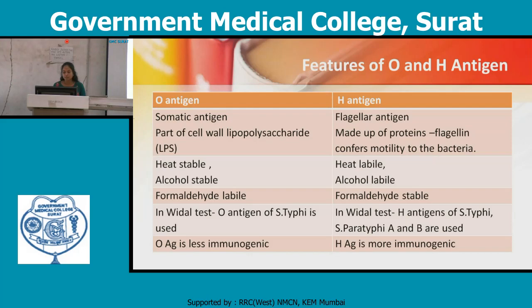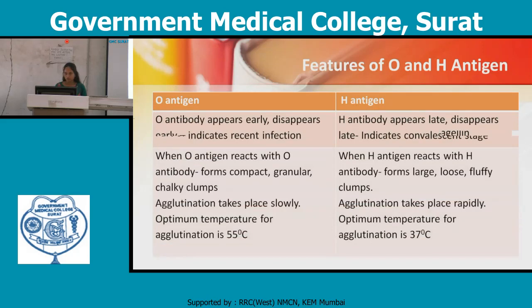O antigen is less immunogenic and H antigen is more immunogenic. O antibody appears early, disappears early, and indicates a recent infection. H antibody indicates the convalescent stage. It appears late and disappears late.